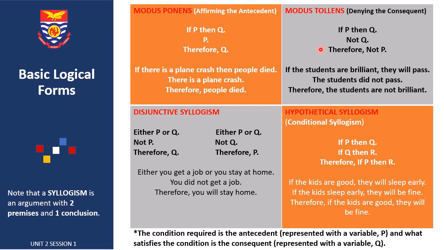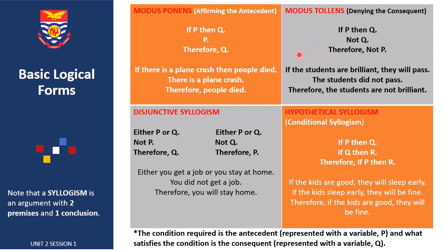Because if P happened, then Q would have followed, right? But now it says that Q did not follow. Therefore, actually, P did not even happen in the first place.